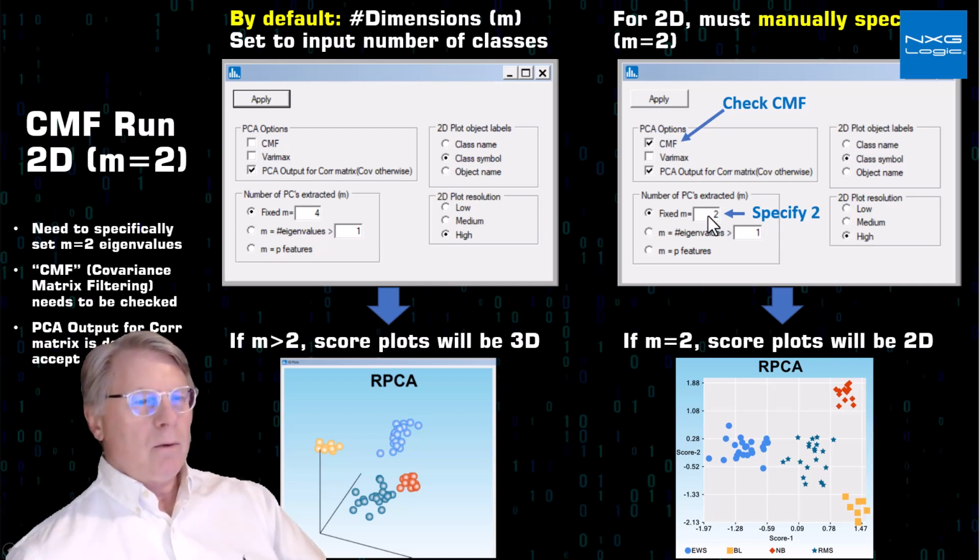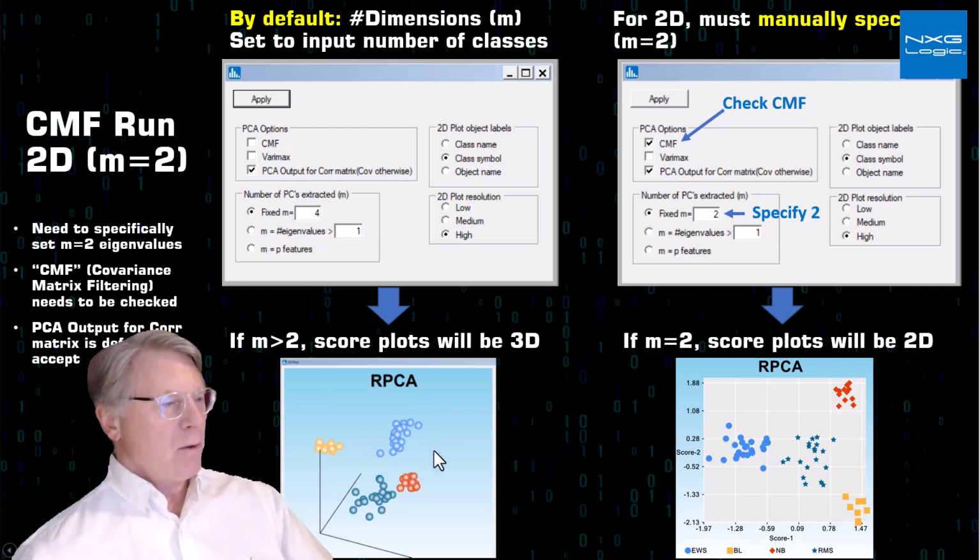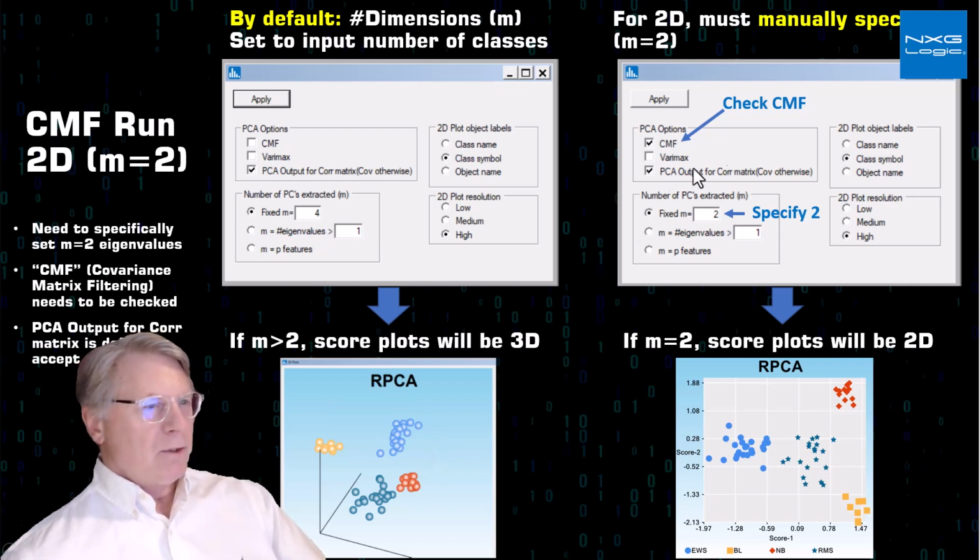But we want to do 2D dimensional reduction and just get a 2D plot. And if you go with m greater than 2, 3D score plots will be generated. And 3D score plots can be clicked with a mouse pointer and then rotated around. We'll look at that during the run. So back to the 2-dimensional run, the 2D CMF run. Check CMF and then fill in a 2 here, and then click Apply.